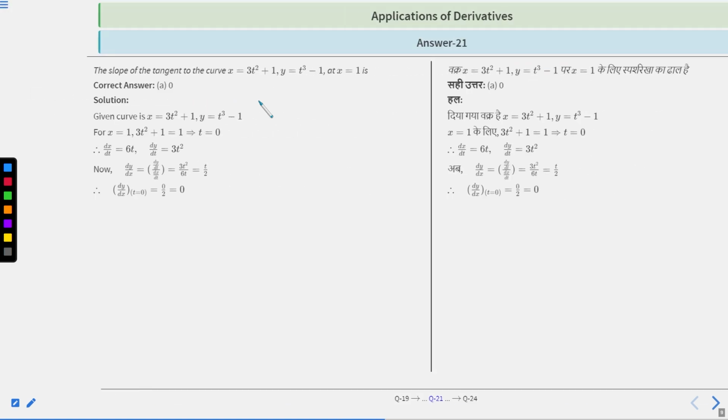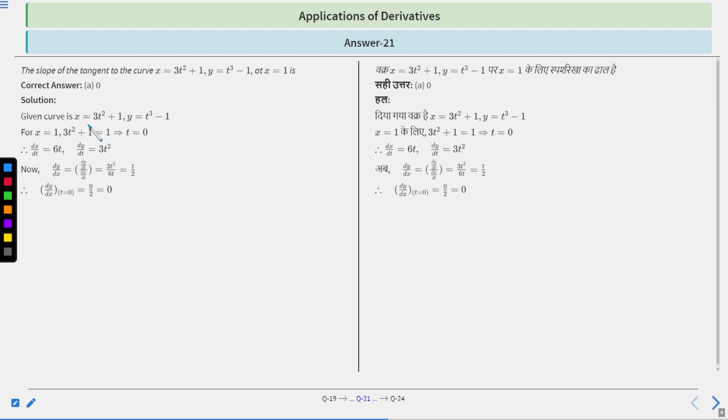Okay, let's move to the solution part. We have given the curve x = 3t² + 1, y = t³ − 1, right? So for x equal to 1, 3t² + 1 is equal to 1, that means t is equal to 0. Let's find dx/dt. dx/dt is equal to 6t and dy/dt is 3t².